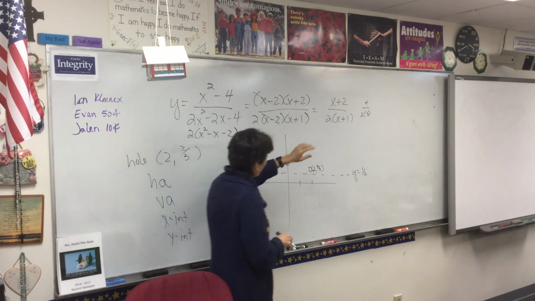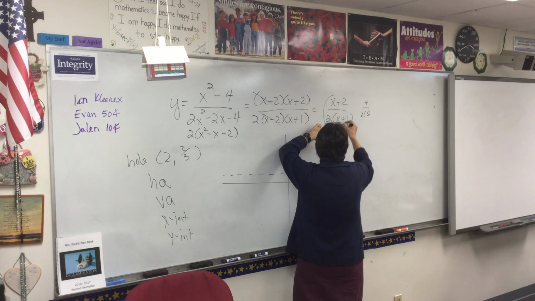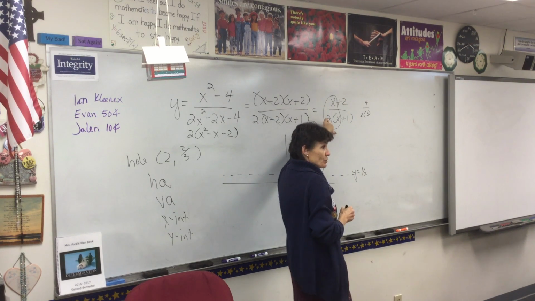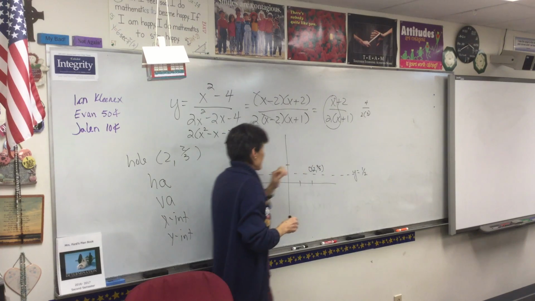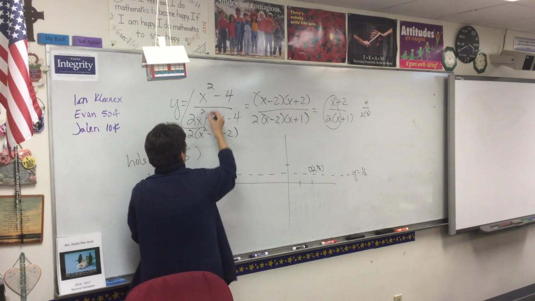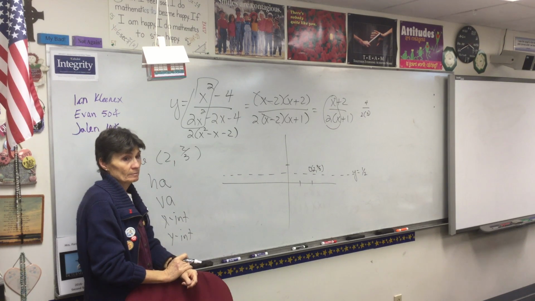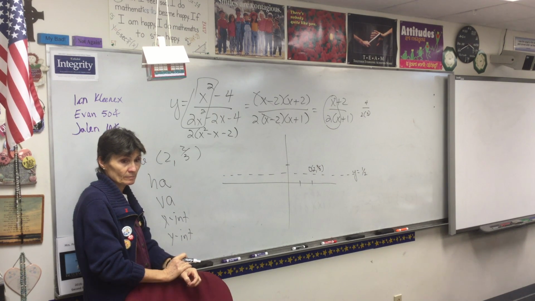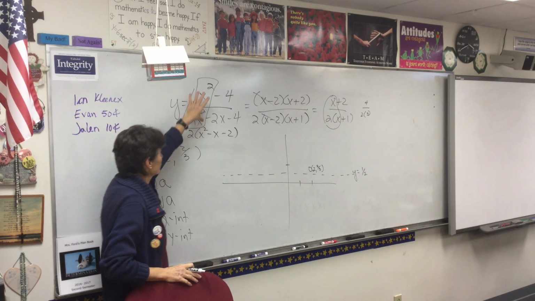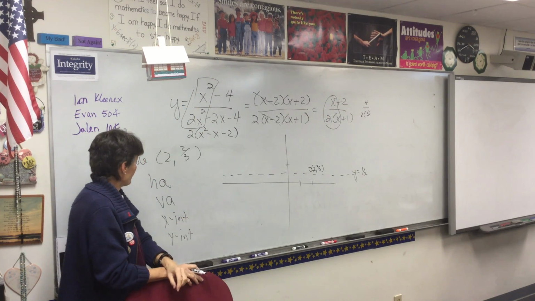And why is it 1/2? Because we have x over 2x. Or in the beginning, we had x squared over 2x squared. Either place. See how it's 1/2? Okay. Y equals 1/2. All right, what else do we have?